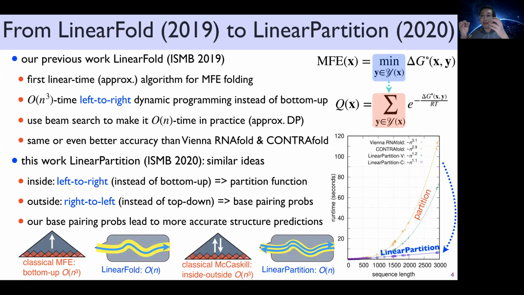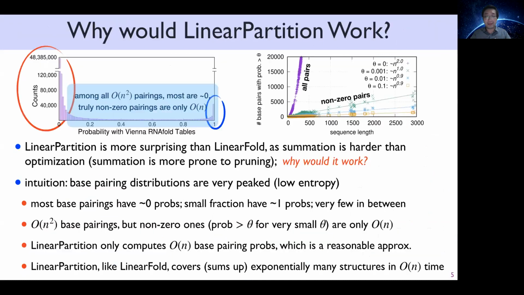So if you only care about the partition function, then you can stop here. But if you also want to derive the base pairing probabilities, then you have to go right to left, which is doing the top down. And more interestingly, our base pairing probabilities, just like in LinearFold, lead to more accurate structure predictions. And we can see that linear partition is indeed much faster than the baselines, sometimes 3,000 times faster than the baseline in the longest sequence that the baseline can still run on.